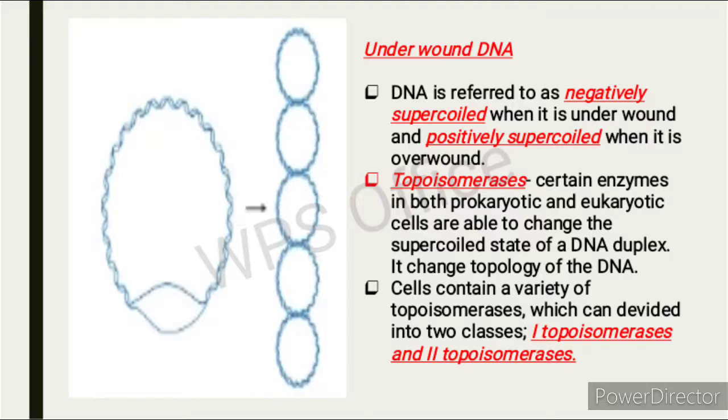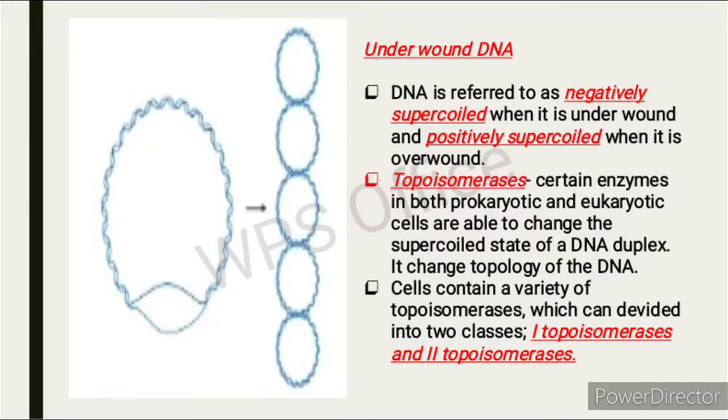Certain enzymes in both prokaryotic and eukaryotic cells are able to change the supercoiled state of a DNA duplex. The enzymes are called topoisomerases because they change the topology of the DNA. Cells contain a variety of topoisomerases, which can be divided into two classes.